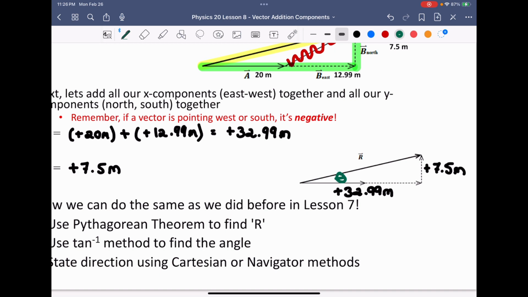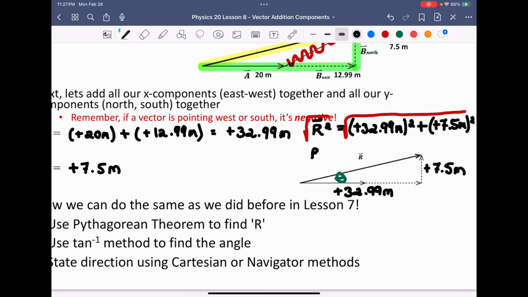So we're going to solve for this theta here. On top of solving for theta, we're also going to use Pythag to solve for our resultant vector. So the resultant squared is equal to the square of positive 32.99 meters squared plus the 7.5 squared. To undo the square on the r, we're going to square root both sides. When we square root both sides, we get a resultant vector equal to 34 meters. So the length of this resultant, or the length of the displacement, is equal to 34 meters, based on putting these two movement patterns together to get some overall resultant.